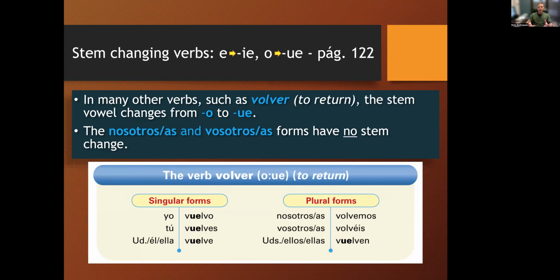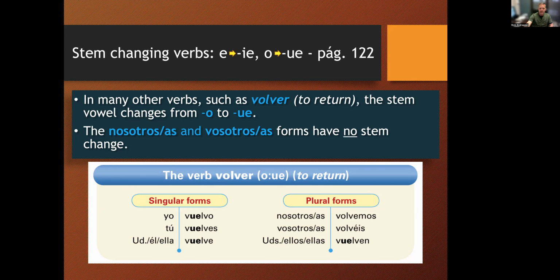So let's look at the O to UE. The more common one for that is the verb volver, which means to return. The O, which is the only vowel in the stem, is going to change to UE in the conjugations that form the boot. So all first persons, second person, third person singular, and then third person plural. So clase, repitan. Yo vuelvo.